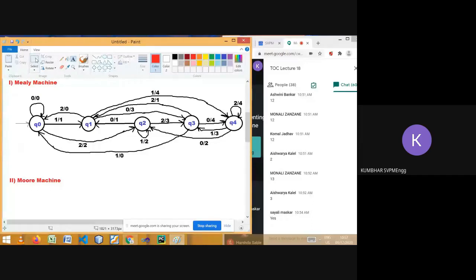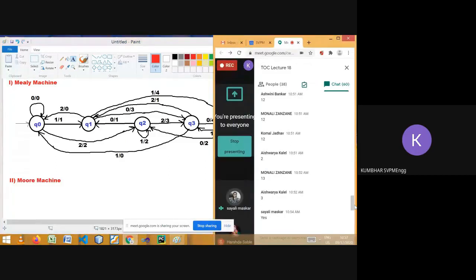Or you have any other answer? Am I audible? I'm not getting the response from you people. Okay, 5 states. Correct. That is correct because whether it is a Moore machine, Mealy machine, or any DFA, we have selected 5 states because these are the 5 possible remainder outputs.